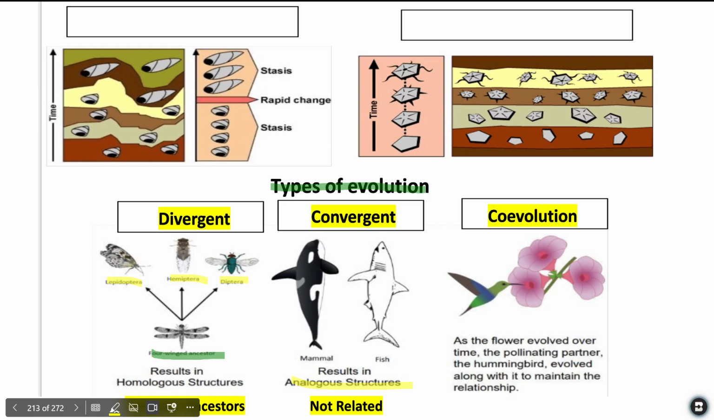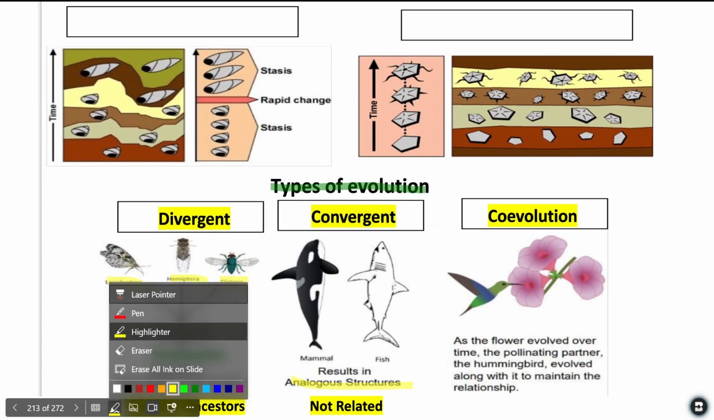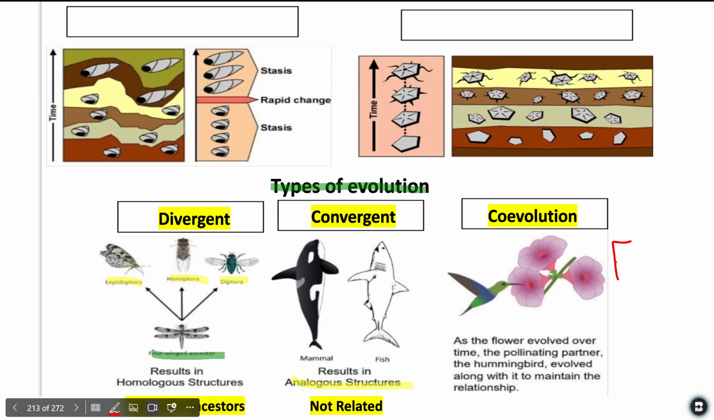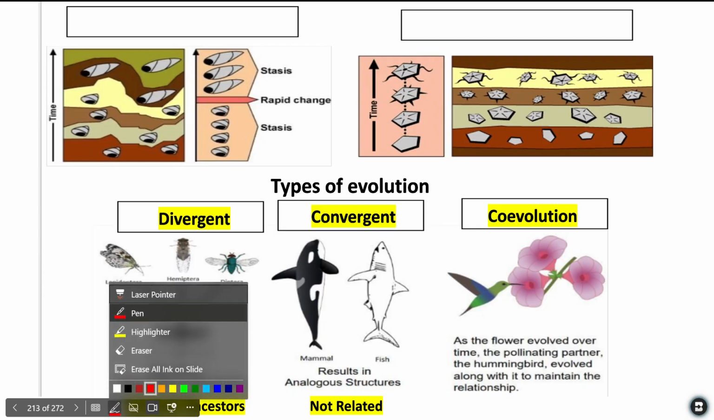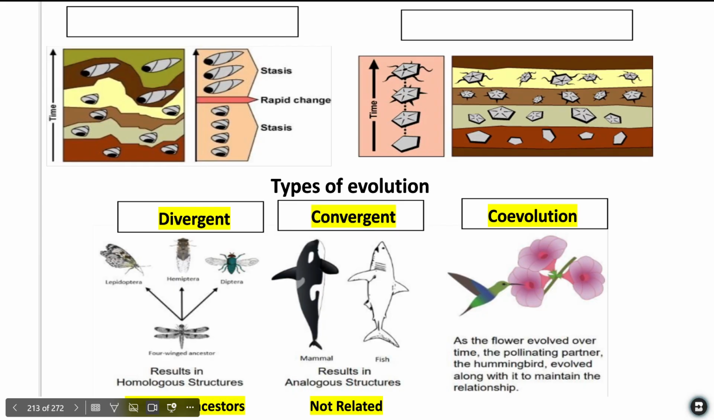And finally, we have coevolution, where when one organism evolves, the other one evolves with it. So we say that they evolve together. I'm sorry for this, I gotta erase that.